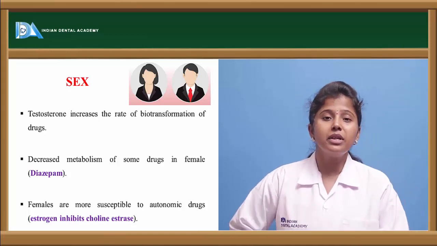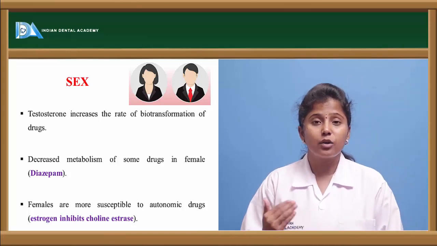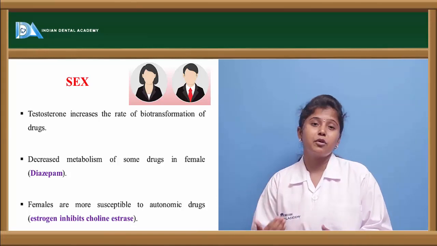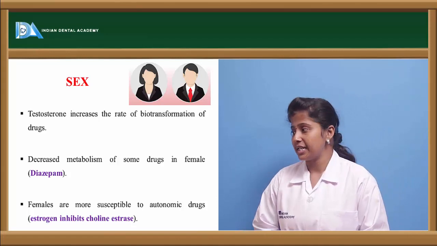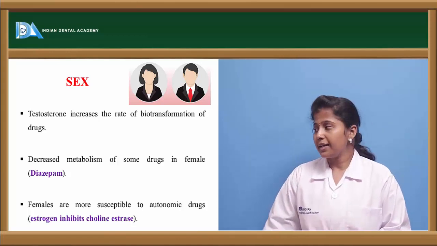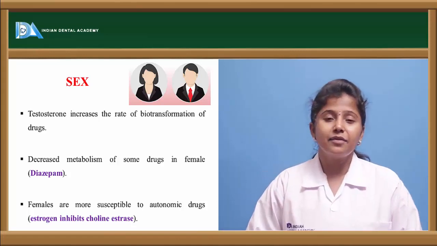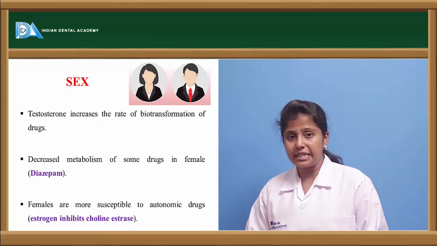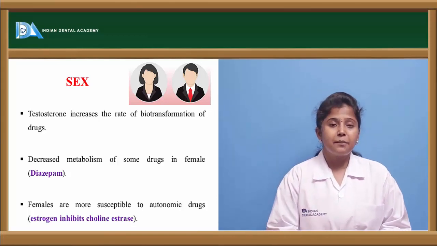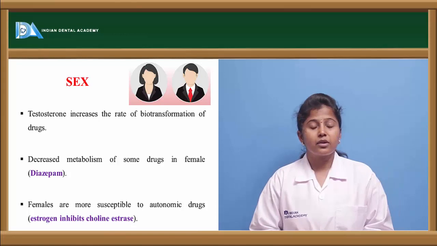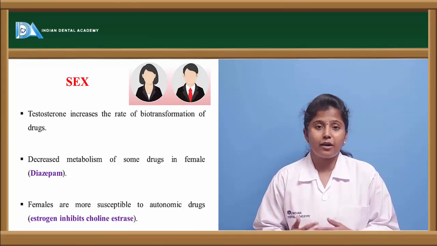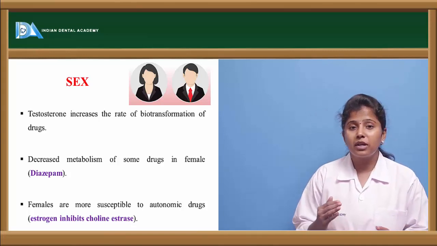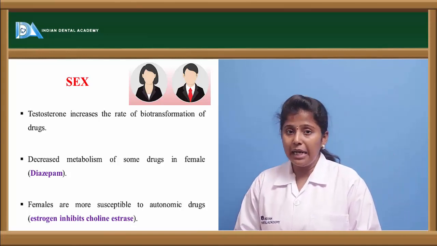So here the metabolic rate with which the drugs undergo metabolism, the rate of the metabolic biotransformation reaction, can be increased in males because of this enzyme, because of this hormone. And if females are taking diazepam, then that will decrease the metabolism of the drugs. Because of the hormones present in the female body, the drug metabolic rate or the drug metabolism can be decreased.